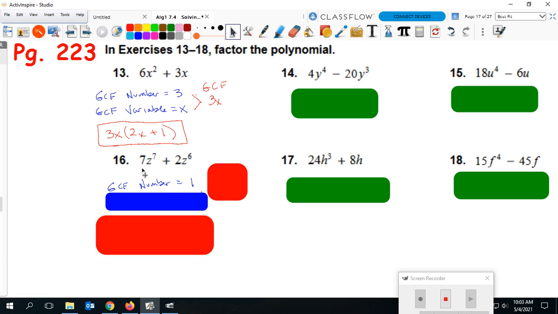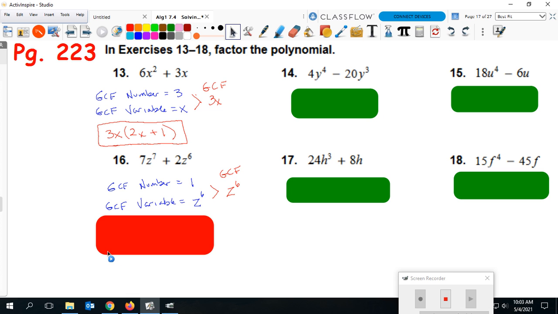For the GCF letter, we have 7 z's in this one, z to the 7th, z to the 6th. So the smaller number of z's would be 6 of them. So you could say z to the 6th right there is your GCF variable. So to put these two together, 1 times this will just be 1z to the 6th or z to the 6th. So our GCF that's going to come out is the z to the 6th. That's going to be outside the parenthesis.